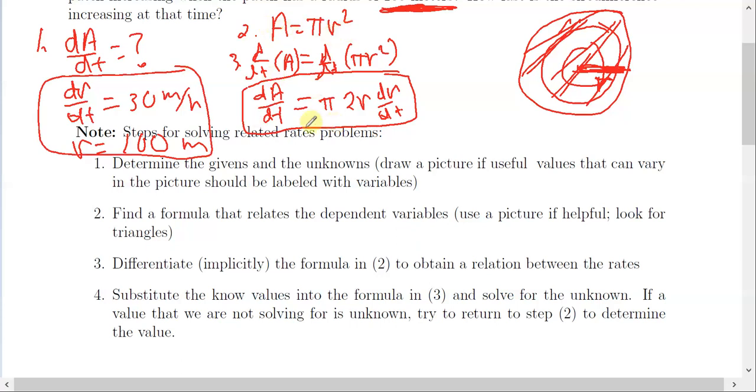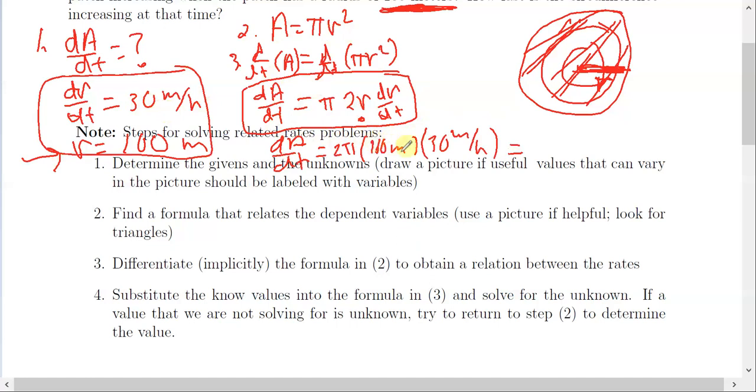In this problem, I've got everything I need. I've got r. That's one thing I need to figure out dA/dt. At that particular r, I want to know the answer, and I've got a particular rate. This is a constant rate all the way throughout. The radius is changing at a constant rate. And so dA/dt in this problem is going to equal 2 pi times my radius, which is 100 meters, times dr/dt, which is 30 meters per hour.